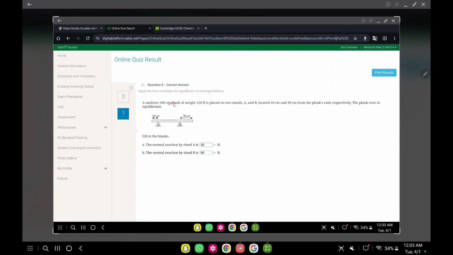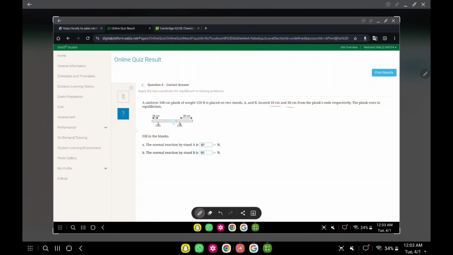A uniform 100 centimeter plank of weight 120 newtons is placed on 2 stands. So they told us the weight is 120 and they told us it's uniform. Anyway, we have stands A and B located 10 centimeters and 30 centimeters from the plank's ends, respectively. And they told us it's fully 100 centimeters. The plank rests in equilibrium. Find A and B. This is a grade 10 question, so I'm gonna fly through this.